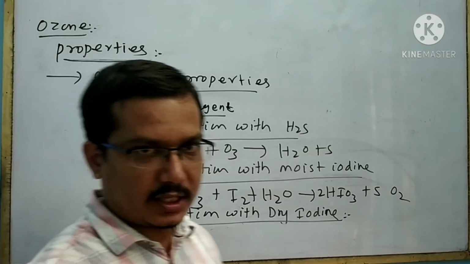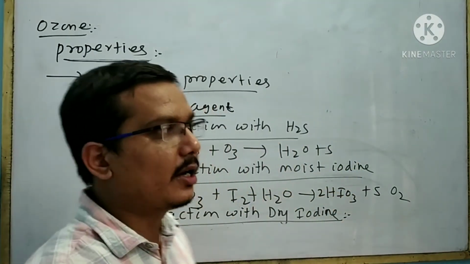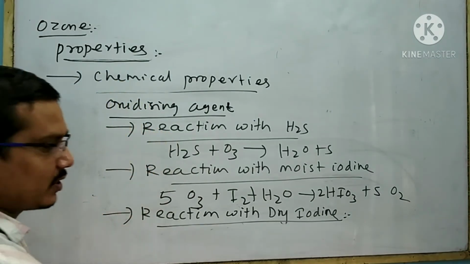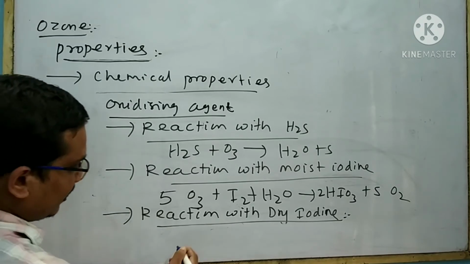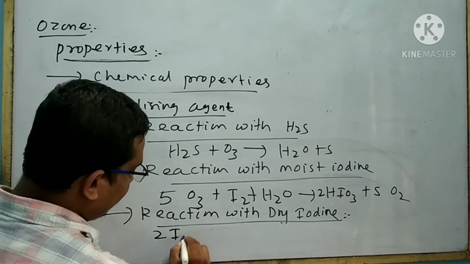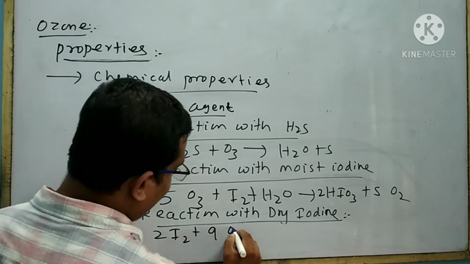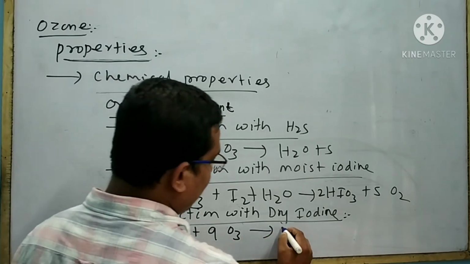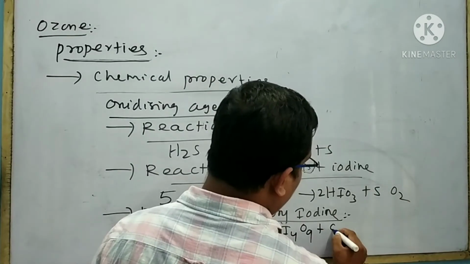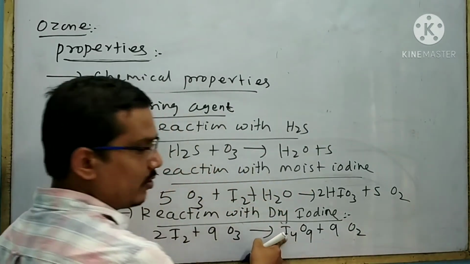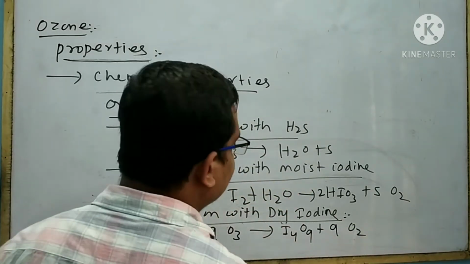Ozone can oxidize dry iodine to tetra iodine nonaoxide, which is yellow in color. I can write the reaction like this: 2I2 plus 9O3 gives I4O9 plus 9O2. This is yellow in color.